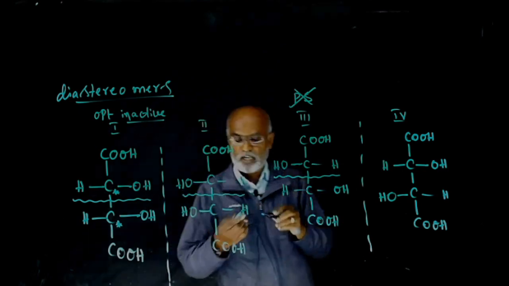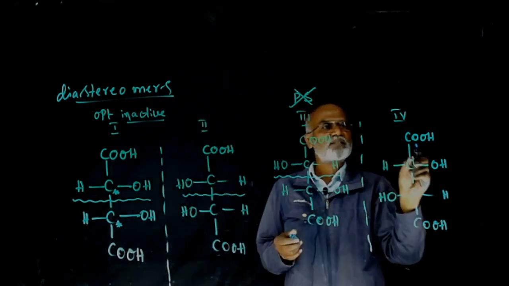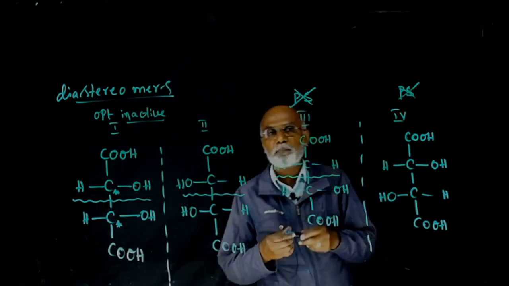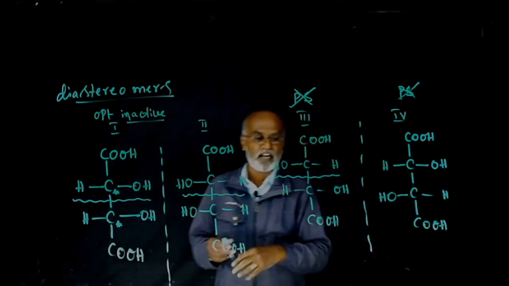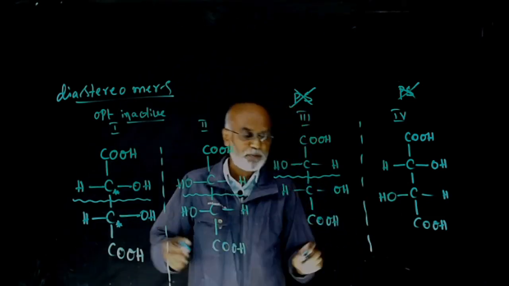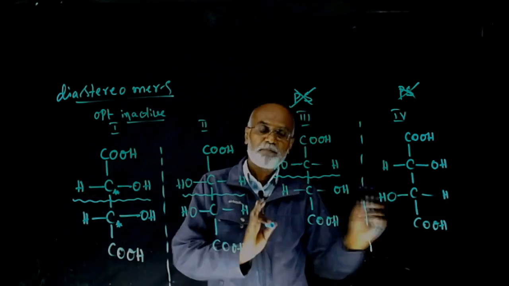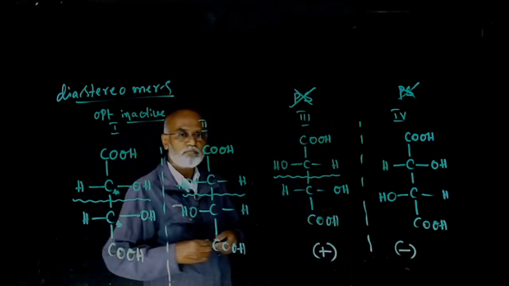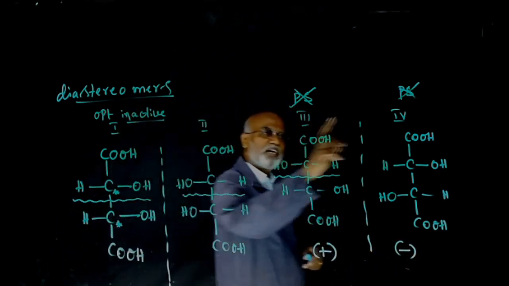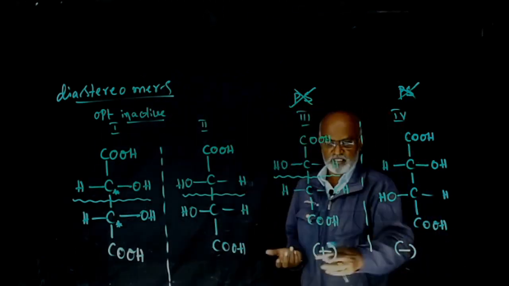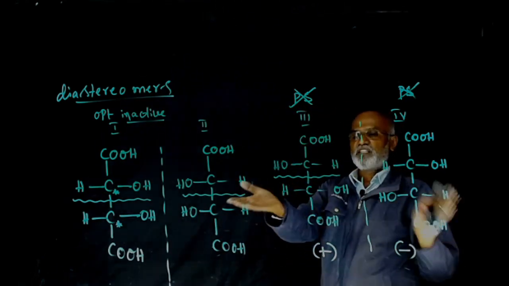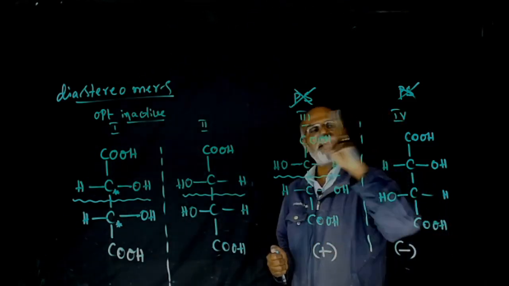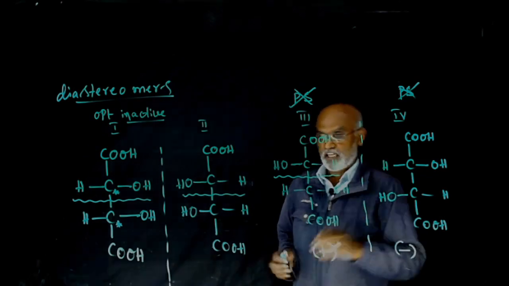Structure 1 and structure 2 are optically inactive, whereas structure 3 and structure 4 also do not have a plane of symmetry. So structure 3 and 4 have no plane of symmetry, so these two are optically active. Of course, let me take this as dextro and this as levo. Now, structure 3 and structure 4 are enantiomers because they are optical isomers which are related with each other as an object and mirror image, and they are non-superimposable on one another. Therefore, structure 3 and structure 4 are nothing but enantiomers.